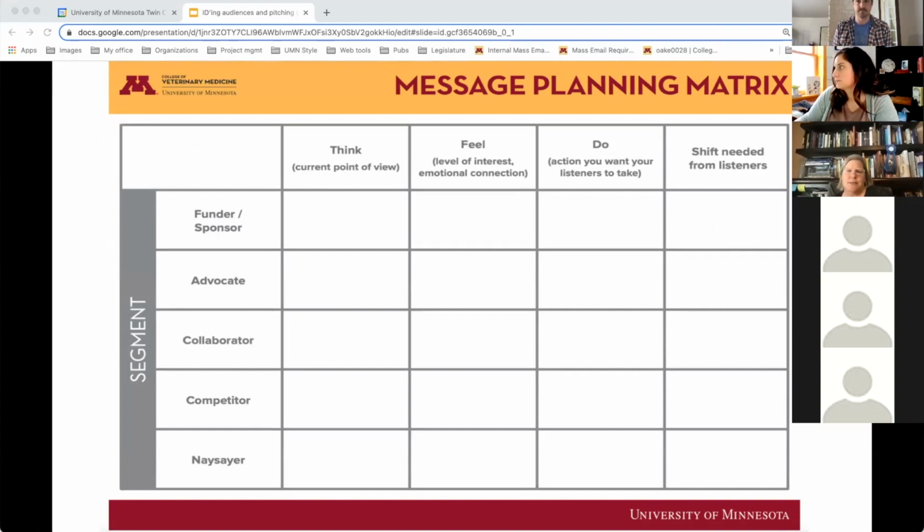So this audience identification grid or message planning matrix, basically, along the first column are different potential audiences. And so you don't have to use these audiences. These are some examples. You can add more audiences. Maybe you want to break it down into veterinarians, animal owners, and industry sponsors.